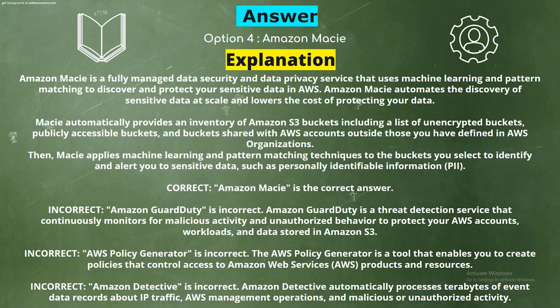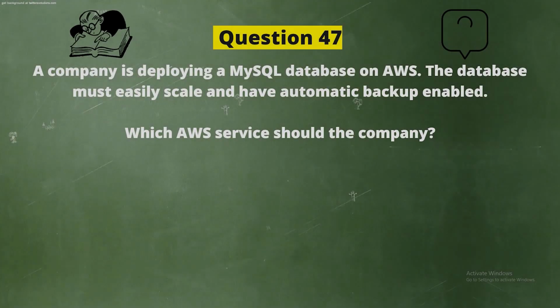Incorrect. Amazon GuardDuty is incorrect. Amazon GuardDuty is a threat detection service that continuously monitors for malicious activity and unauthorized behavior to protect your AWS accounts, workloads, and data stored in Amazon S3. Incorrect. AWS Policy Generator is incorrect. The AWS Policy Generator is a tool that enables you to create policies that control access to Amazon Web Services, AWS, products and resources. Incorrect. Amazon Detective is incorrect. Amazon Detective automatically processes terabytes of event data records about IP traffic, AWS management operations, and malicious or unauthorized activity.